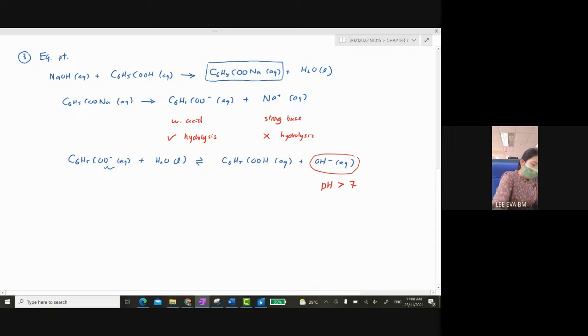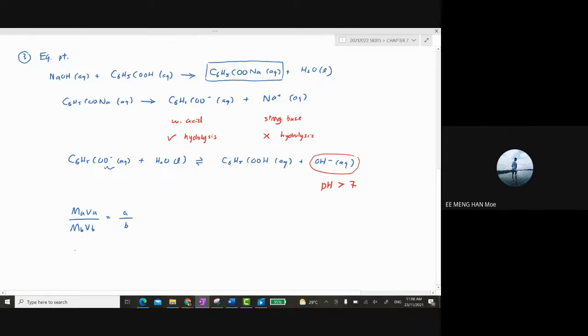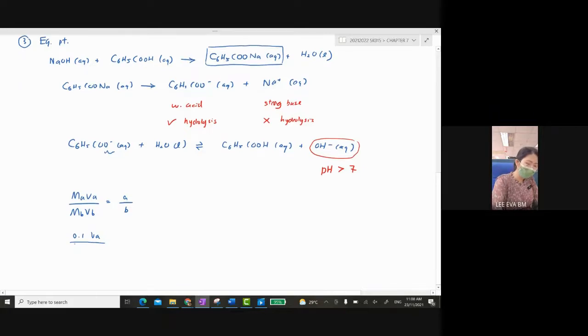Okay, so we apply the formula. Tell me about the concentrations for the weak acid. So MAVA and BVB. How about the concentrations for the weak acid? Your titrant. 0.1 molar. 0.1 molar VA. Okay, how about your concentrations for the base? 0.25. 0.25.